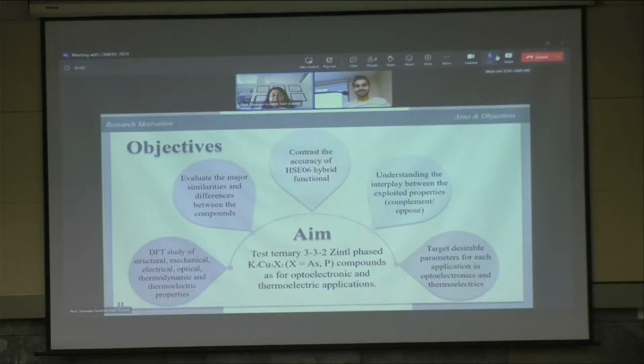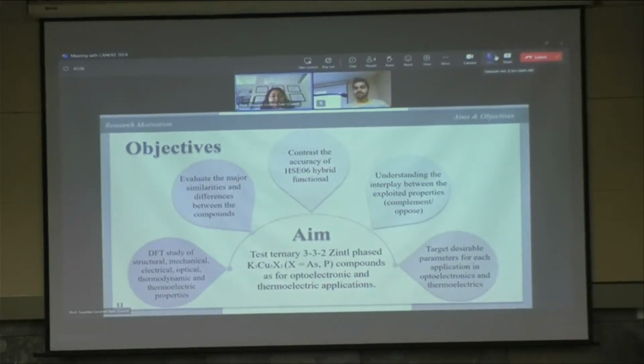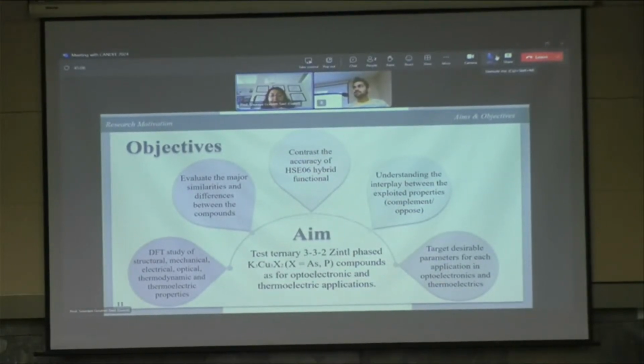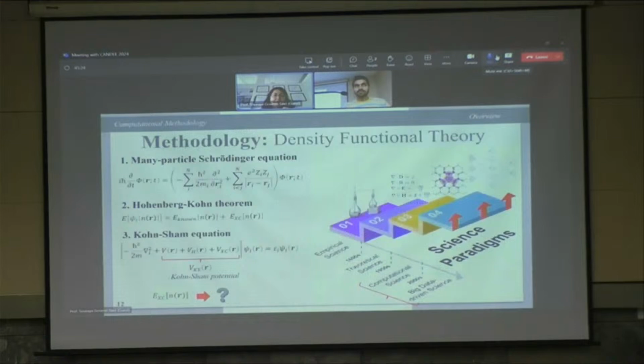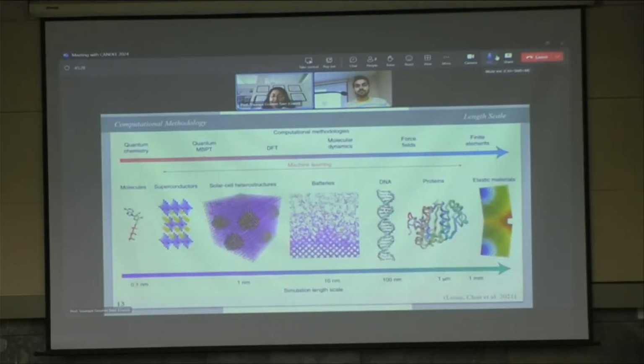So here my objective as a computational mathematics scientist is to use the DFT approach to calculate structures, of course, and also electronic properties, and to use hybrid approaches to see the mechanical and optical properties. We use the classical DFT. I will pass over this section because I know people are most familiar with it now.